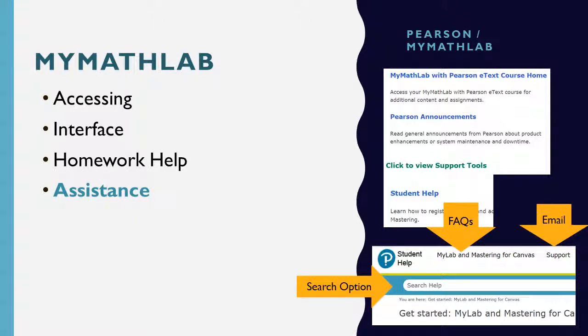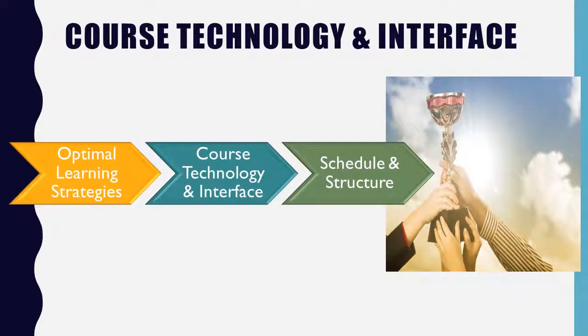Within that page, you have several different options for getting assistance. The MyLab and Mastering for Canvas section provides answers to frequently asked questions. You also have the search help option, where you can type in specifically what you're looking for and have it search. Or if none of that is working for you, under support, you have the option to send an email, or I think they also have a chat room for student support. So those are various ways you can get assistance if you're having difficulty with the MyMathLab interface.